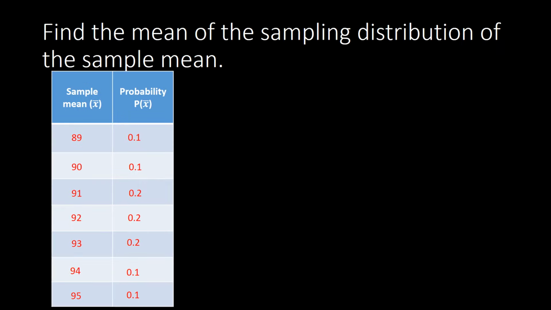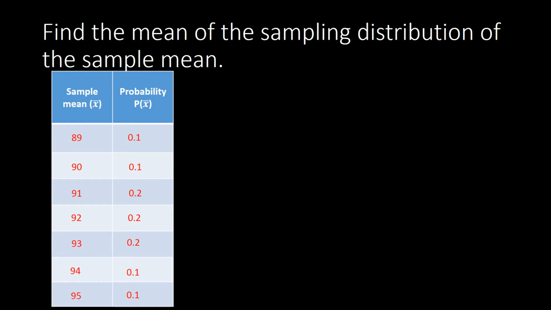Now, next one is for us to look for the mean of the sampling distribution of the sample mean. So how do we look for the mean of the sampling distribution of the sample mean? Now, if you try to recall the topic in which you are looking for the mean, the variance, and the standard deviation of a discrete probability distribution, this is really the same thing. It is really the same process and same formula.